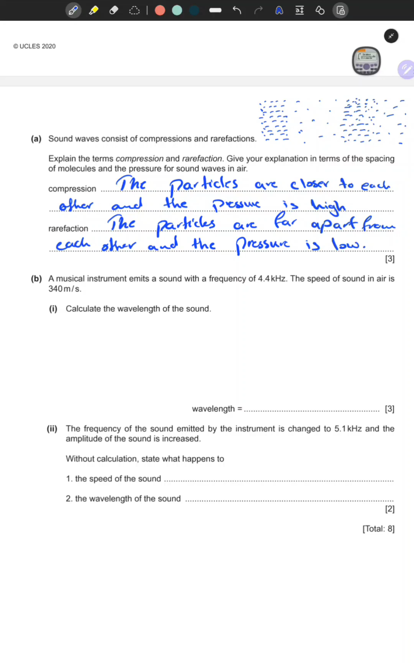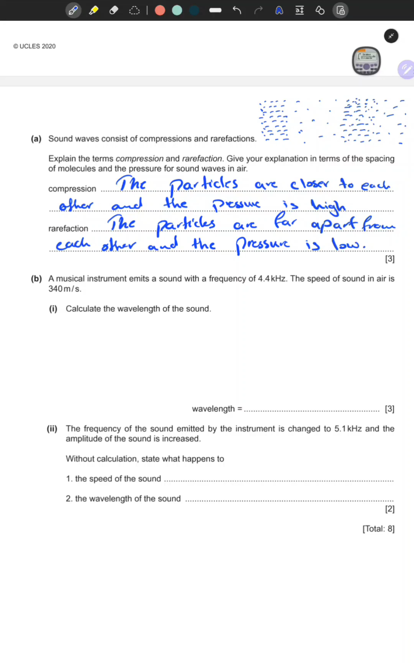Alright, part B. A musical instrument emits a sound wave with a frequency of 4.4 kilohertz. The speed of sound in air is 340 meters per second. Calculate the wavelength of the sound.